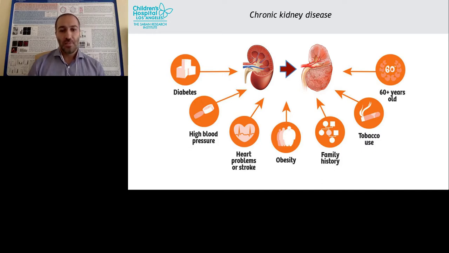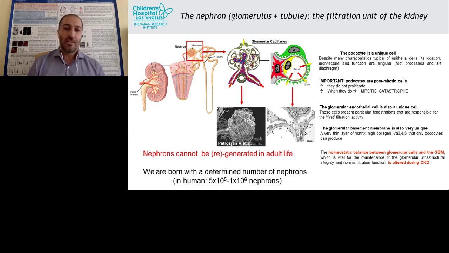In addition, obesity, genetic mutations, tobacco use, and aging are also important factors that can lead to progression of chronic kidney disease. I will not exaggerate if I say that kidney is one of the most complex organs that we know of, and it's very complicated and heterogeneous in structure.